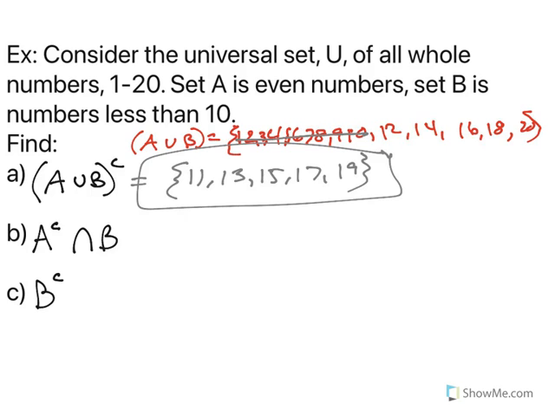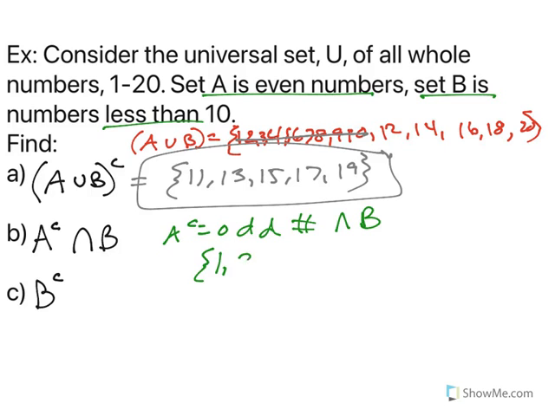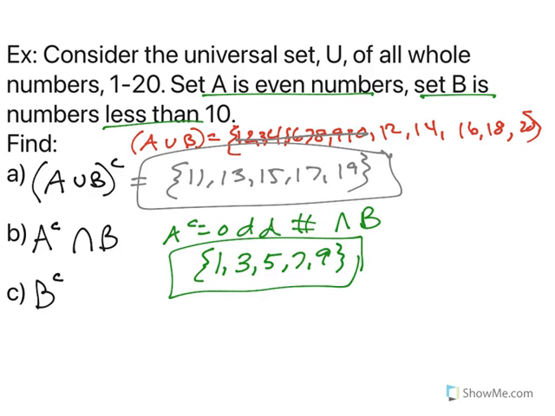All right, let's move on to letter B. I need A complement and B. Well, A complement, let's think about A. A is even numbers, so that means A complement is going to be odd numbers, right? I mean, those are the other ones. So odd numbers and B, where B are numbers less than 10. Okay, so odd numbers and less than 10. So that's 1, 3, 5, 7, and 9. And that's A complement and B, because we're looking at odd numbers that are less than 10.